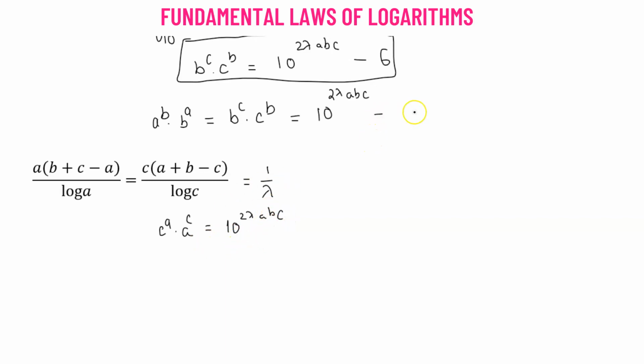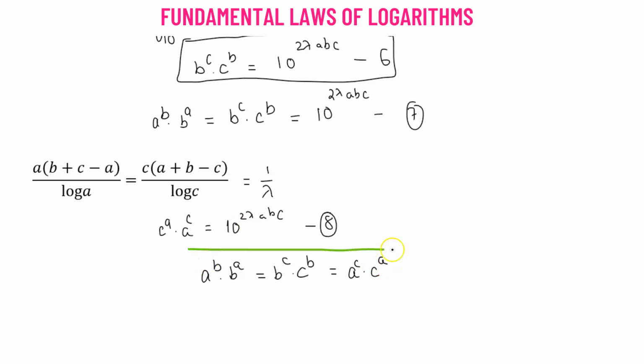So let's call it number 7 and this is number 8. From 7 and 8 we can say that a raised to the power of b times b raised to the power of a will be equal to b raised to the power of c times c raised to the power of b, which is also equal to a raised to the power of c times c raised to the power of a. So this was what we were asked to prove.